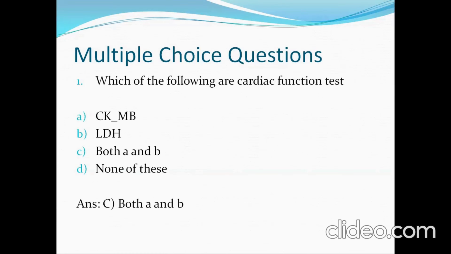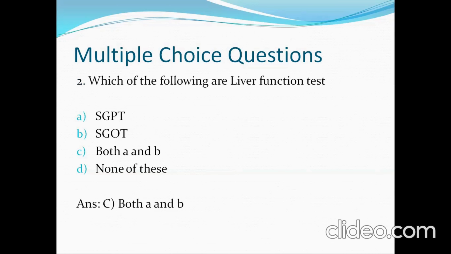Question 1. Which of the following are cardiac function tests? Options are A, CKMB; B, LDH; C, both A and B; and D, none of the above. The correct answer is C, that is both A and B. Which of the following are liver function tests? SGPT, SGOT, both A and B, none of these. The correct answer is C, that is both A and B.